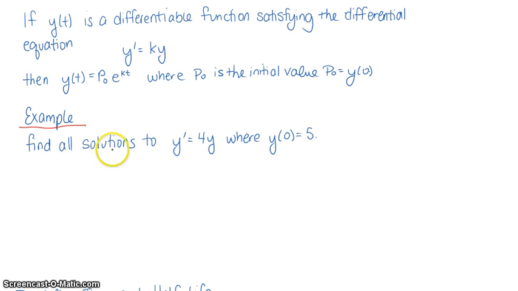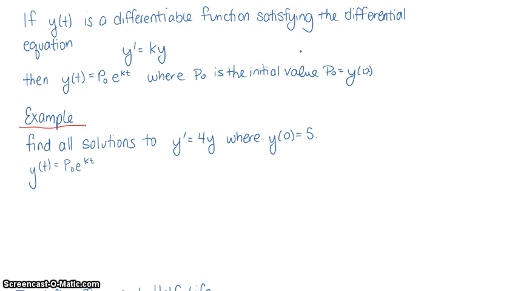So find all the solutions that satisfy this, which is exactly this, some constant times your y, where the derivative is equal to 4 times your original function y, where your y of 0 is equal to 5. Okay, so what you need to actually do is consider that if it is a differentiable function that satisfies this, then we know that y of t has to be of this format, just based on this theorem above.